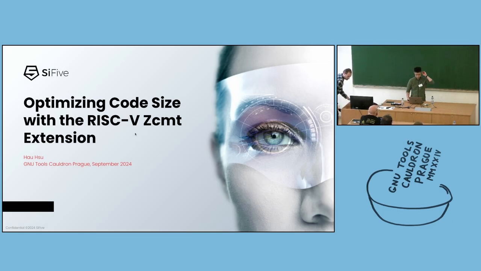In this session, I'm going to talk about Zcmt, which is a RISC-V extension for code size reduction.